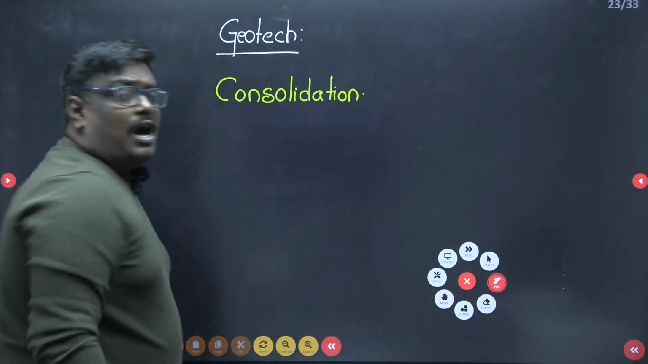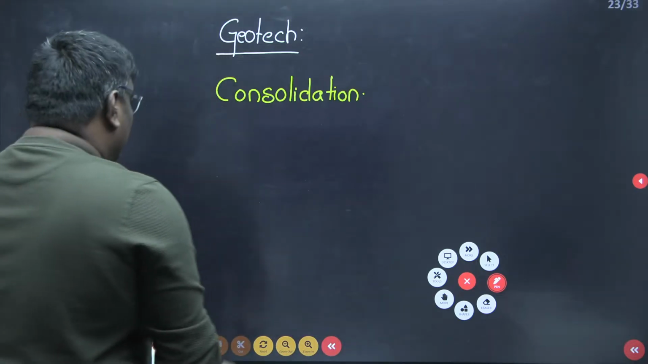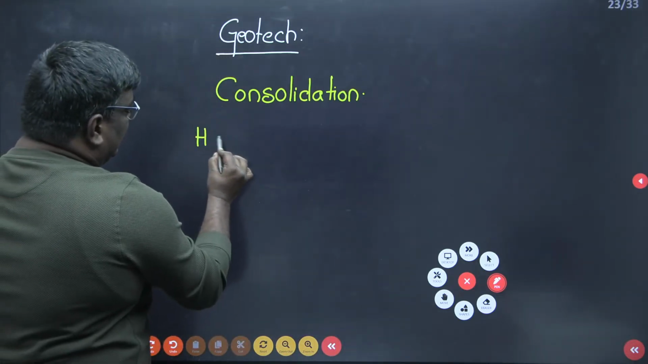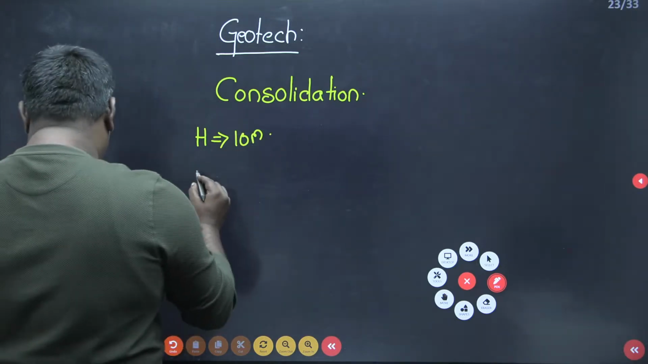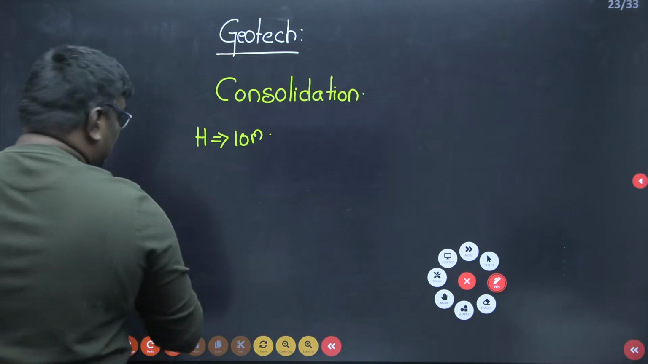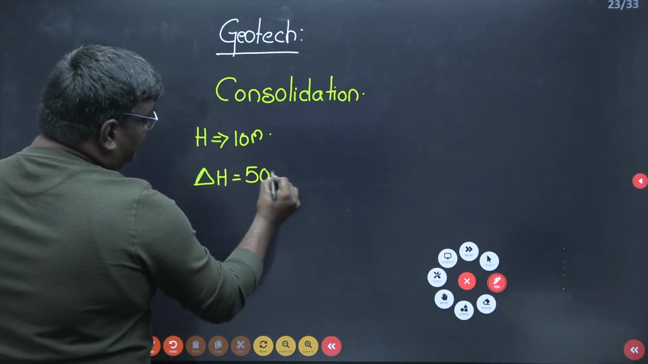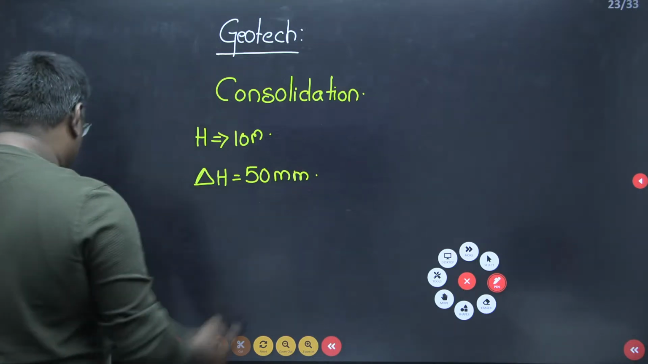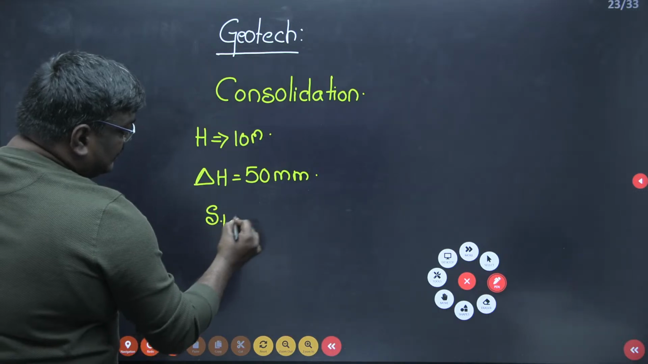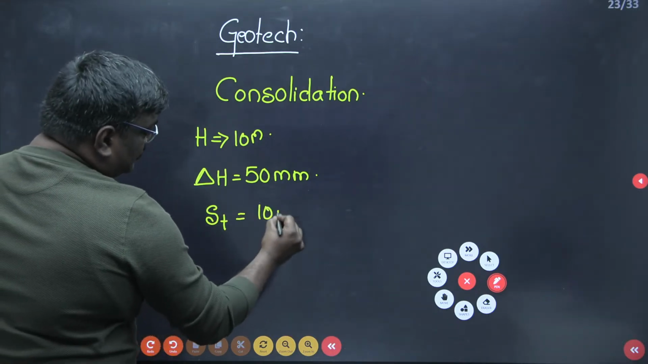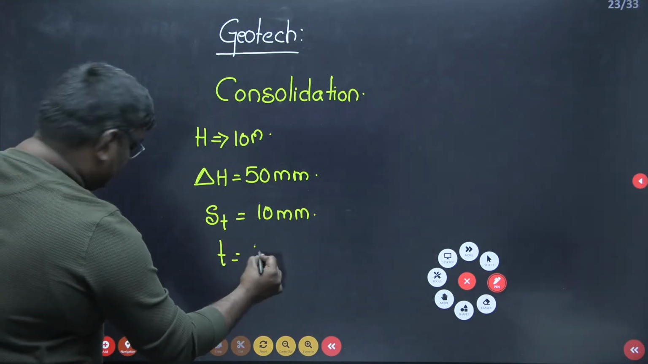Now see, how do we solve problems on consolidation? What is the question? Let us understand. First, the thickness of the clay layer is given as 10 meter, and time is given, and the ultimate settlement is given as 50 mm. There was a settlement at a time t given as 10 mm. Now the time taken for this consolidation is how many days?